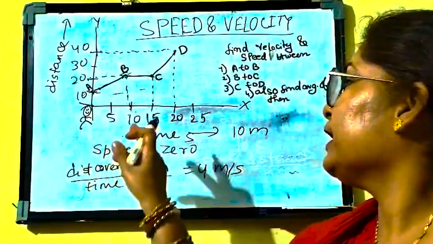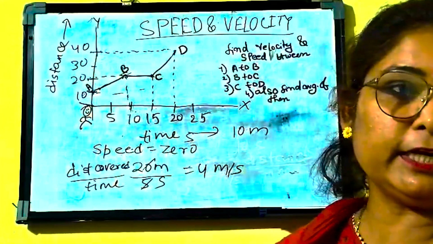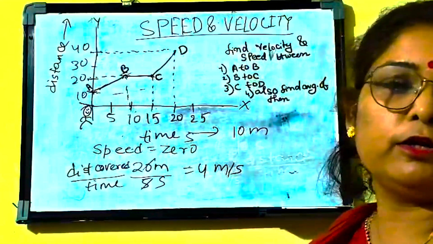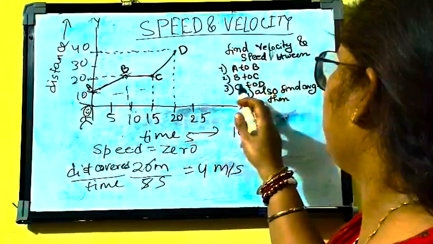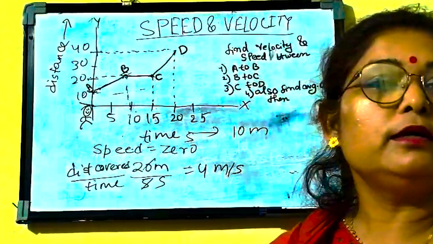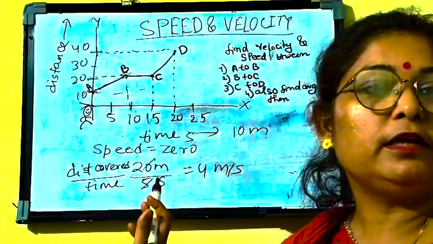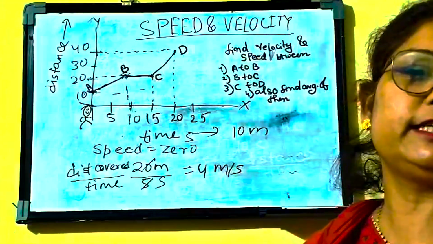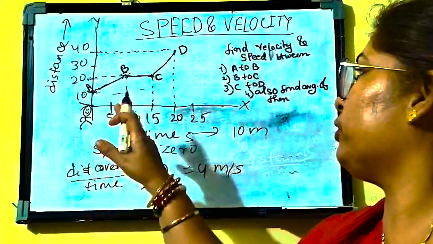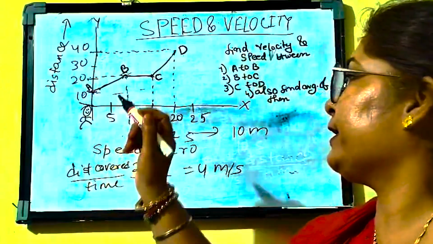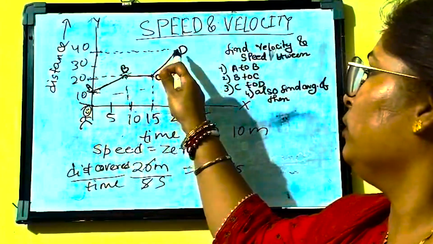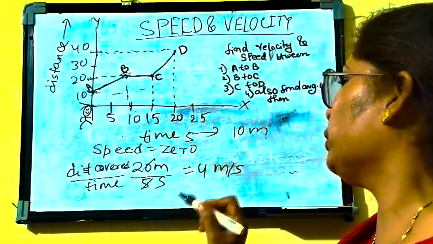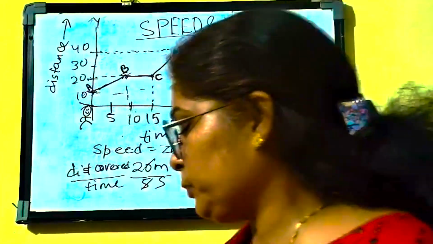So in the first case, the speed is 1 meter per second. Here the speed is 0. Here the speed is 4 meters per second. Got it? A to B, B to C, C to D. What about the average speed? For average, all of you know that simply we add the values and divide by the number of intervals. But you can also do it directly from A to D: total distance covered by total time taken. What is the average speed?